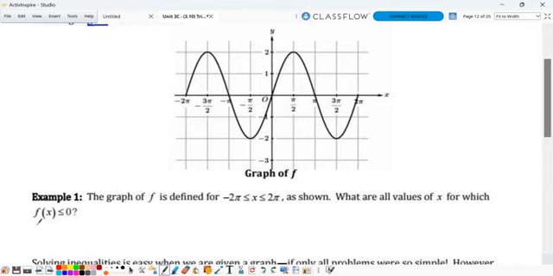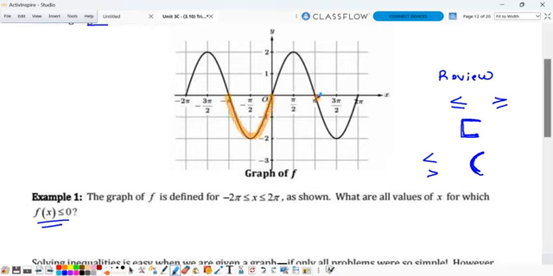So first, let's take a look at graphically. F of x less than or equal to 0. So review quick. If you have this symbol, then we always use bracket. If you have this, then you use parenthesis because it's not included, which means this is inclusive. Now, less than or equal to, which means y values less than or equal to.